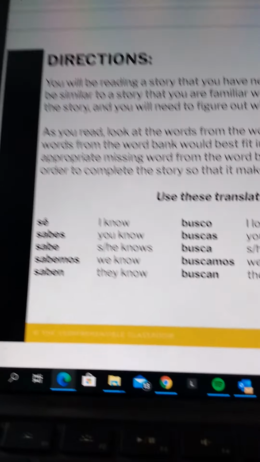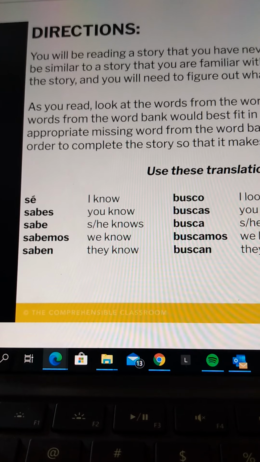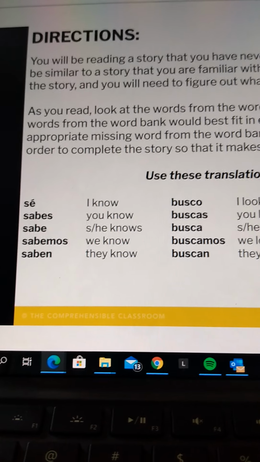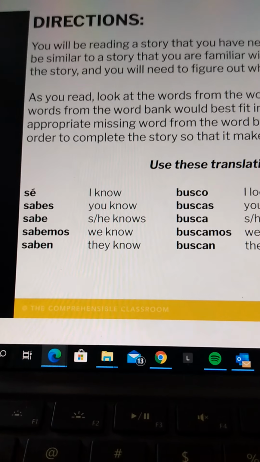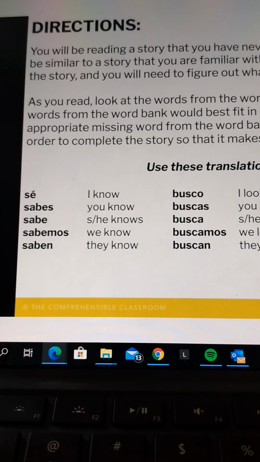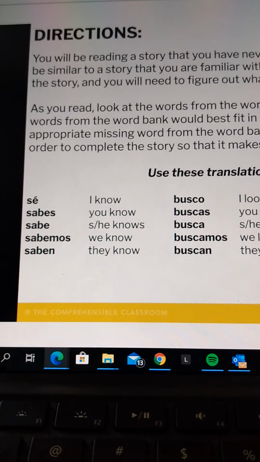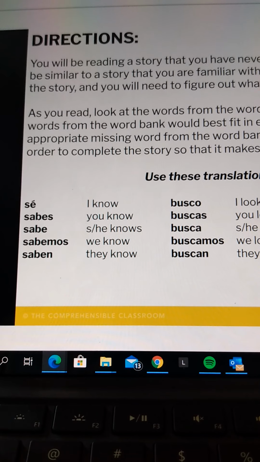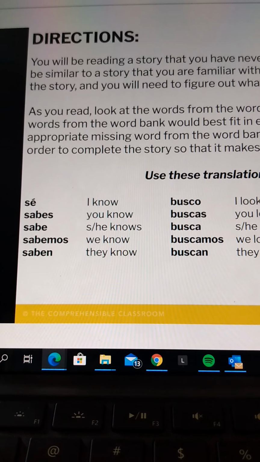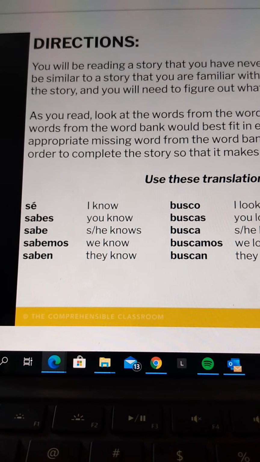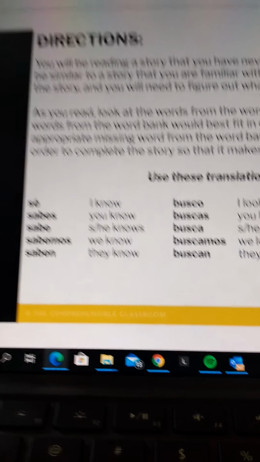So saber, here are the forms of it. Sé, and I know it doesn't end in an O, it's irregular, but it should be familiar. Like no sé, I don't know. Sabes, you know, so that's the tú form. Sabe, that's the él or ella form, or somebody's name. Sabemos, that's the nosotros form, we. Saben is ellos or ellas, that's the form for that. So it's es, emos, en.